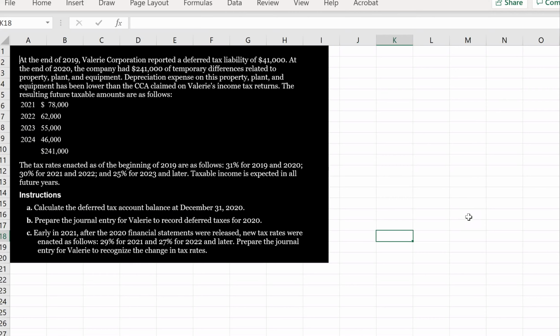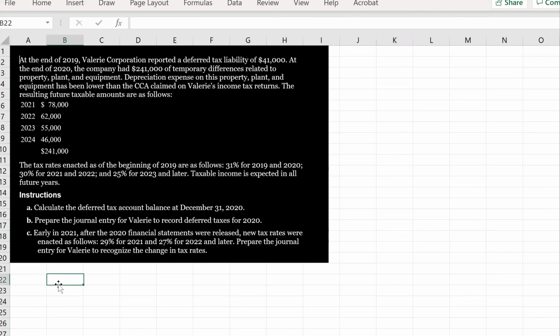The tax rates enacted as of the beginning of 2019 are as follows: 31% for 2019 and 2020, 30% for 2021 and 2022, and 25% for 2023 and later. Taxable income is expected in all future years. And we're asked to calculate the deferred tax account balance at December 31st, 2020. Okay, so let's take a look at what that looks like.